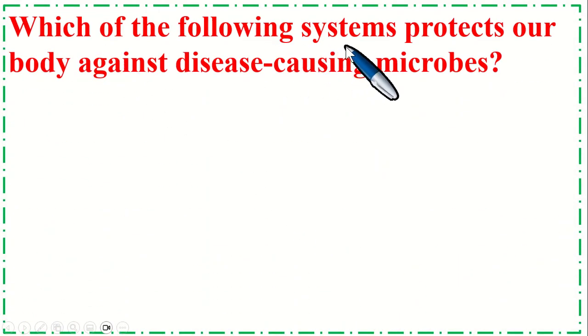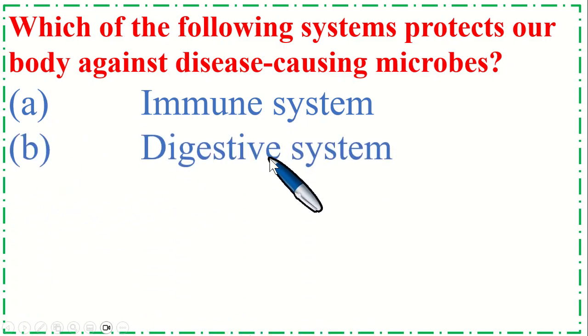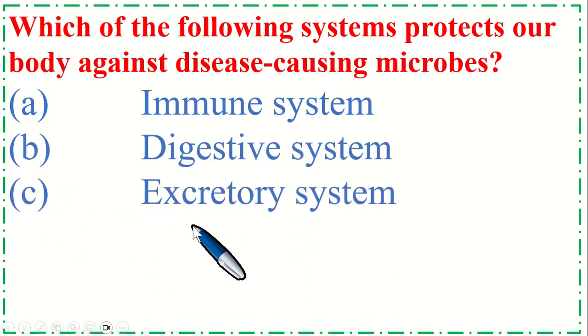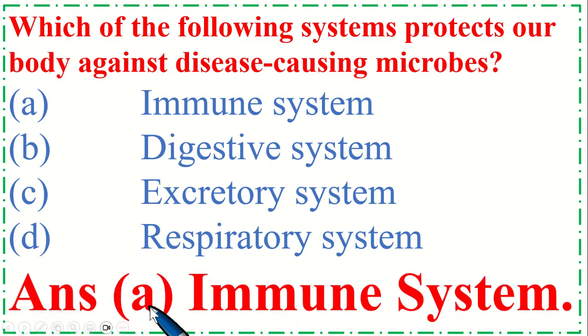Which of the following systems protect our body against disease causing microbe? Option A. Immune system. B. Digestive system. C. Excretory system. And option D. Respiratory system. So the correct option is A. Immune system.